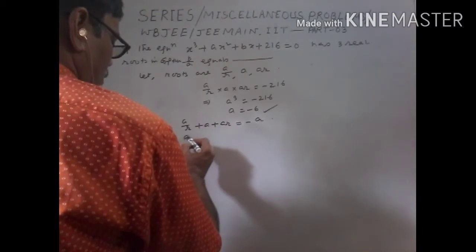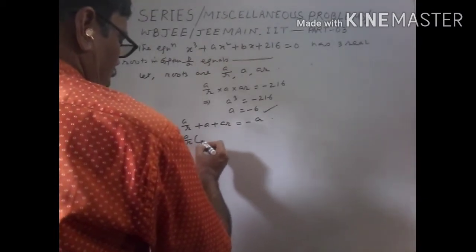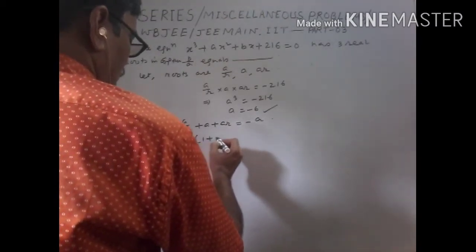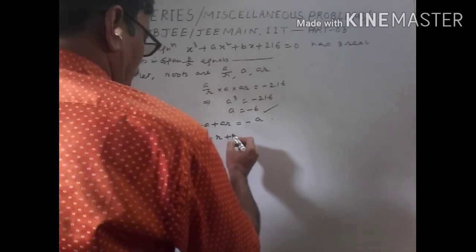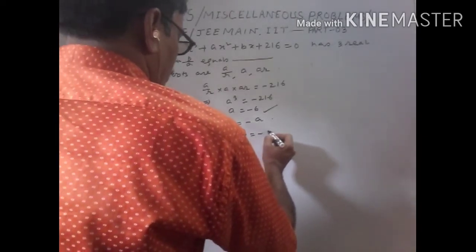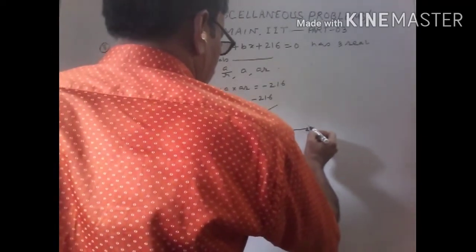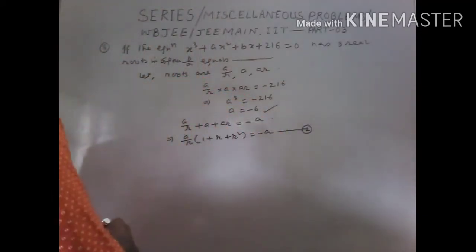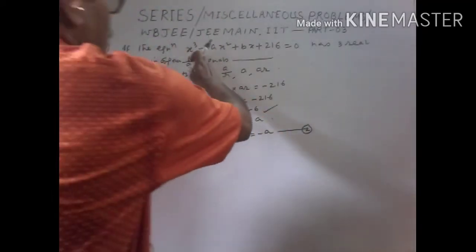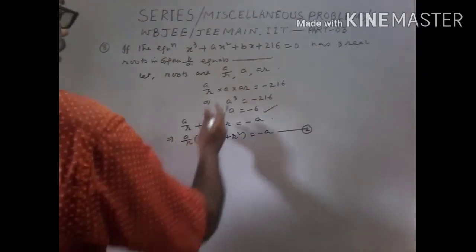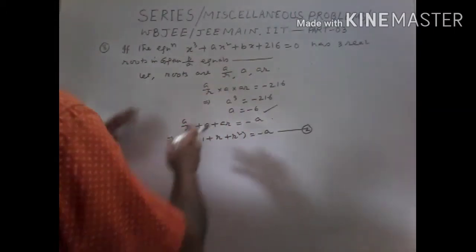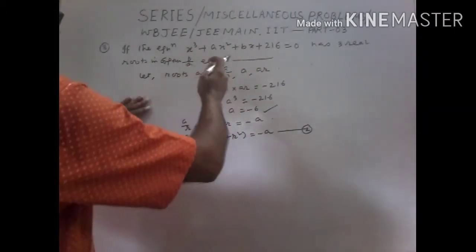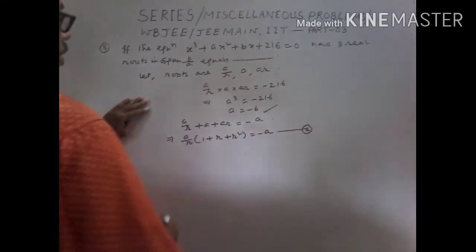Now the sum of roots: A by R plus A plus AR equals minus A. So A by R common, 1 plus R square equals minus A. Suppose this is equation 2. Also the sum of products of roots taking 2 at a time, then adding. So the sum of roots is minus A.